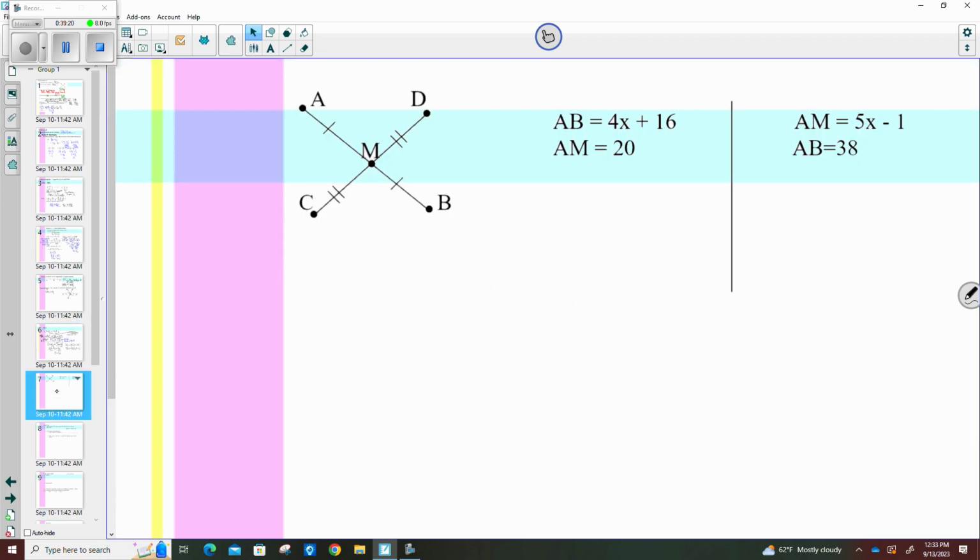Okay. So on this next one, we've got AB is 4x plus 16 and AM is 20. Tell me what we know in the picture before I start writing things on it. Before I write things, what else do we know in the picture? Like a generic picture before I look at the algebra stuff that's written off to the side. M is the midpoint for both lines. How do we know that? Somebody else?